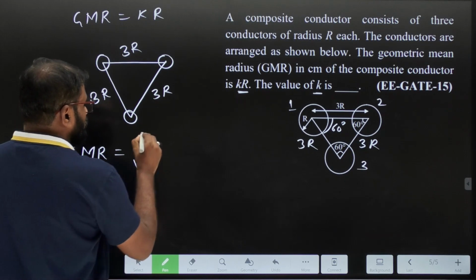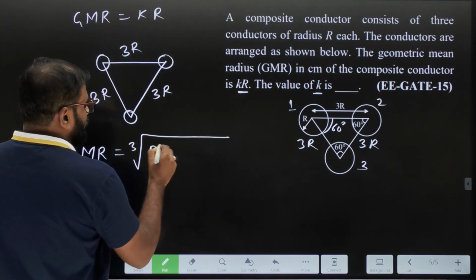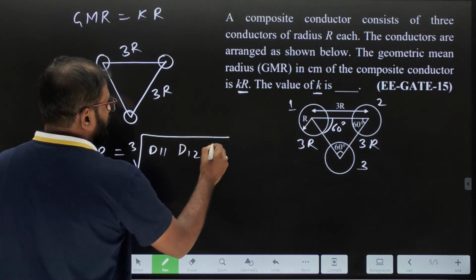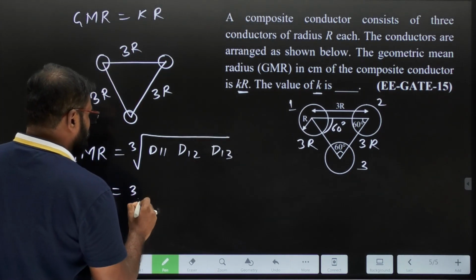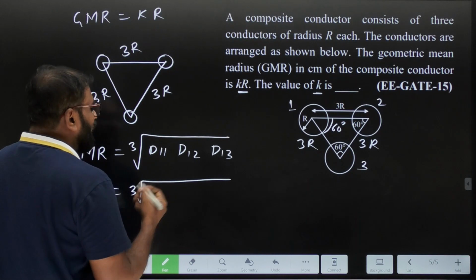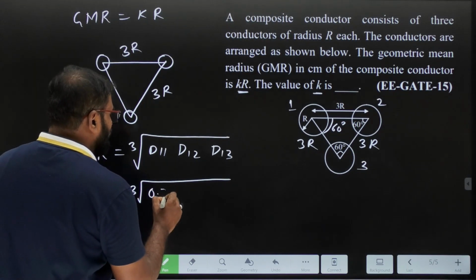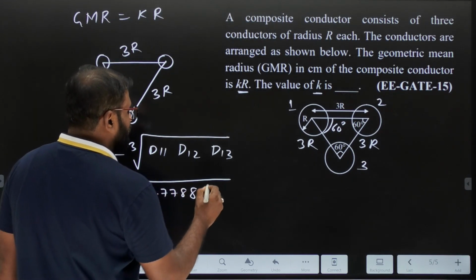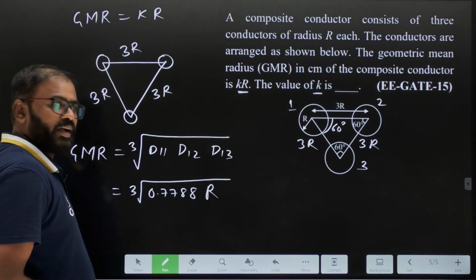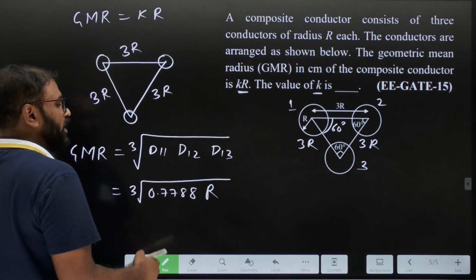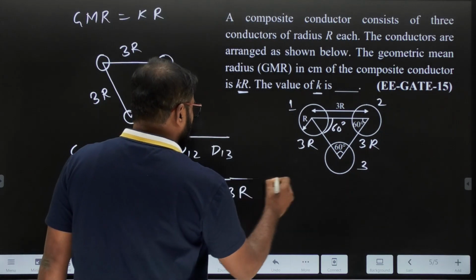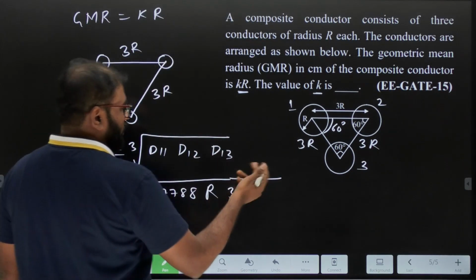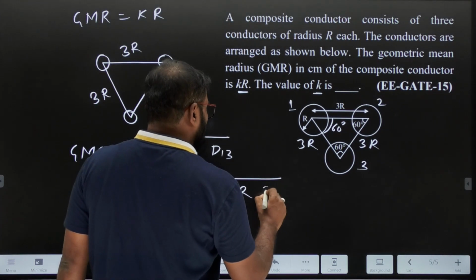GMR equals the cube root of D11, D12 and D13. That's enough. Now tell me, inside the cube root, what is D11? R dash. R dash means 0.7788 into capital R, the radius of conductor 1. Now D12 is the distance from 1 to 2. That is 3 times the R. Now the distance from 1 to 3 is also 3 times the R.